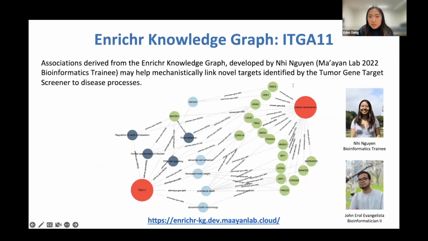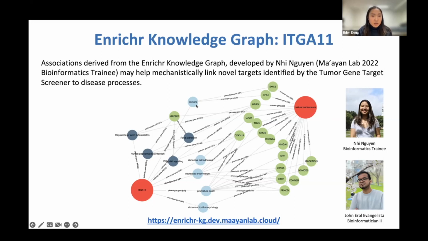An app that I want to highlight is the Enrichr Knowledge Graph, which is a prototype bioinformatics app that was initially developed by Nhi Nguyen, who was another summer research trainee, and is now being hardened by Errol Evangelista, who's a bioinformatician in the Mayan lab. So Enrichr-KG can be used to see how genes might relate to each other, as well as to certain phenotypes or diseases. And this is especially useful for exploring any novel targets.